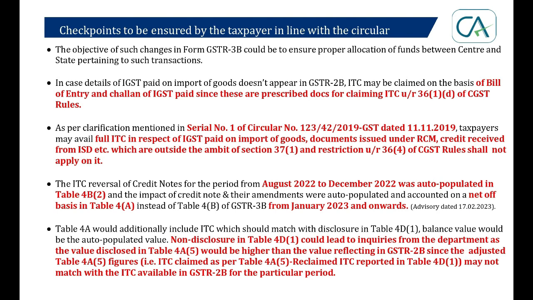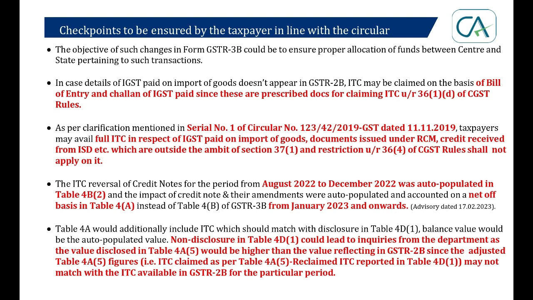Adjusted table 4A5 figures means 4A5, whatever you claimed, auto-populated from 2B plus reclaimed amount minus 4D1, whatever you reported. So whatever comes from 2B plus whatever you have claimed, which you have reversed earlier temporarily, minus whatever you have claimed and reported in 4D1. So what is left is the auto-populated amount from GSTR-3B. That should equal the auto-populated amount in GSTR-3B from the auto-drafted GSTR-3B statement.